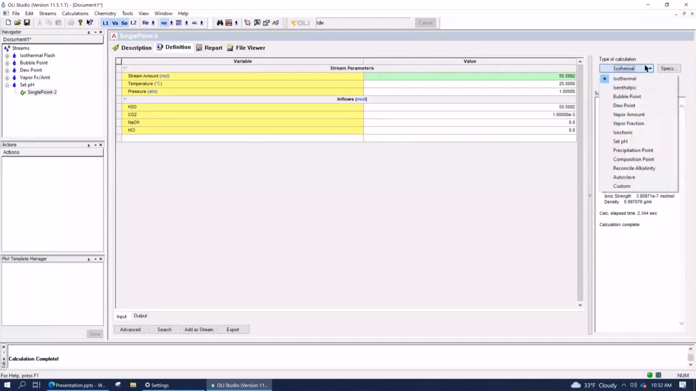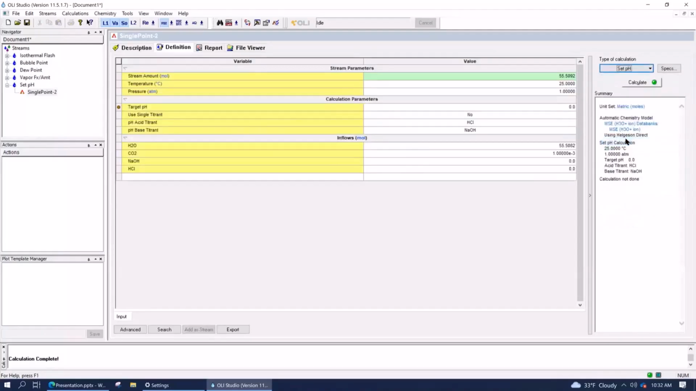Let's now change the calculation type from isothermal to set pH. Like I said just a second ago, the software adds the strong acid and the strong base automatically to the calculation. Now, we told it to use caustic and hydrochloric acid, but it would have found it anyway. You didn't need to add the caustic and HCl. The software would have defaulted to it. But what the software is also going to ask you to do is set the pH that you want. So I'm going to set the pH to 8.33.